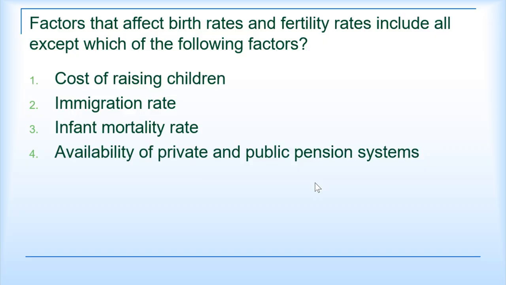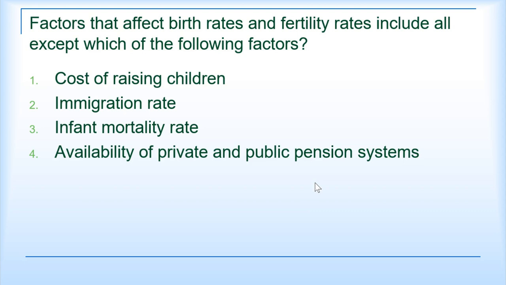All right, so which out of these, right? The factors that affect birth rates and fertility rates include all except which of the following: the cost of raising children, immigration rate, infant mortality rate, and the availability of private and public pensions. Well, it turns out all of these affect birth and fertility except immigration rate. Immigration rate has no impact on fertility, but the more expensive it is to raise children, that is an environmental resistance in terms of having lots of babies.